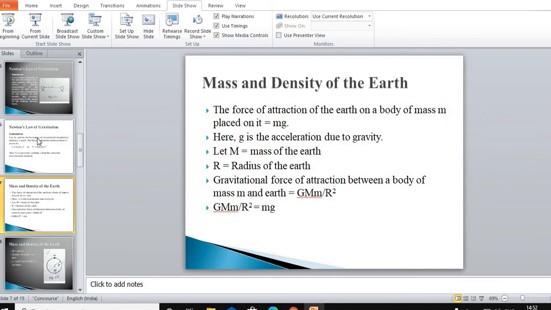Mass and density of Earth. The force of attraction of the Earth on a body of mass m placed on it is equal to m into g. Here g is the acceleration due to gravity. M is the mass of the Earth and R is the radius of the Earth. The gravitational force of attraction between a body of mass m and Earth is equal to G M m divided by R squared. So we can equate both the equations: G M m by R squared is equal to m into g.